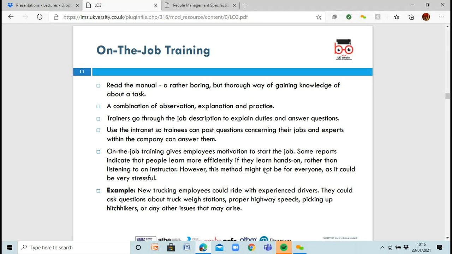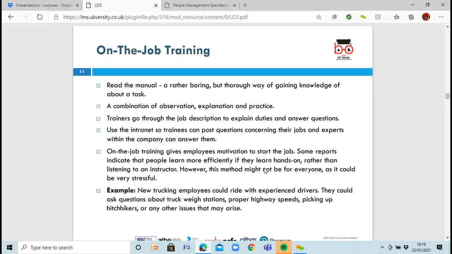So on-the-job training, there are a few ways that you can actually do it. So you can just do the basic way, which is where you're going to read a manual or read the policies and things that are to do with the work, but it's quite time consuming and it's quite boring, but it's a fantastic way of gaining knowledge about what you're wanting to improve yourself on.